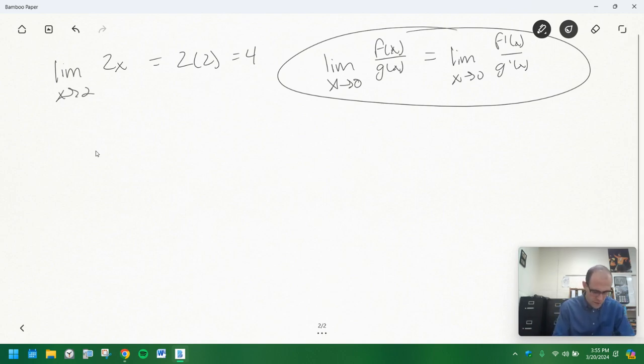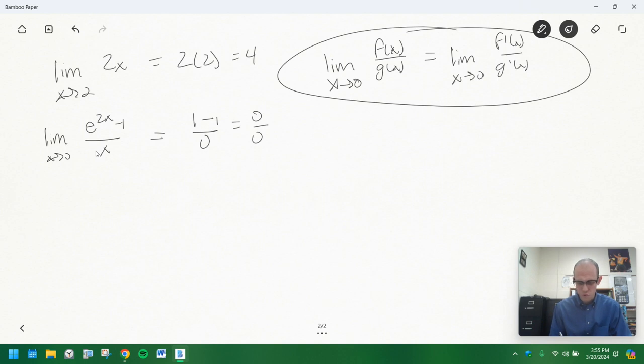Let's say you had the limit as x approaches 0 of (e to the 2x minus 1) over x. So let's just plug in 0 and see what we get out. We would get out e to the 0 power, which is 1, minus 1, over 0. We would get out the indeterminate form of 0 over 0. So we apply L'Hopital's rule, but I need to check that it's in indeterminate form first.